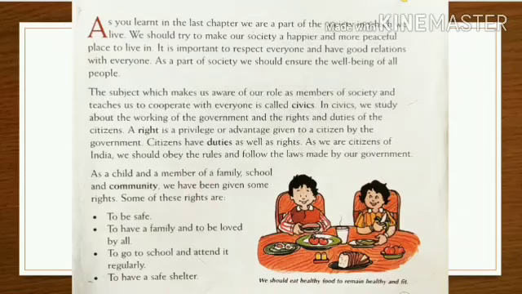Next, to have a family and to be loved by all. You also have this right to have a family. You all have a family, isn't it? And you all are loved by everyone. But there are some children who do not have a family, who do not have parents. So then how do they enjoy this right? They are also little children like you all, isn't it?